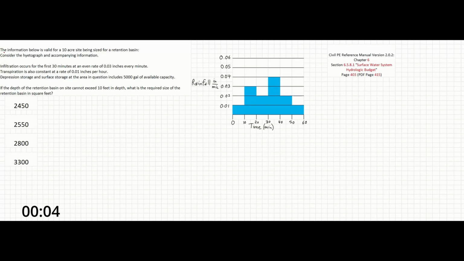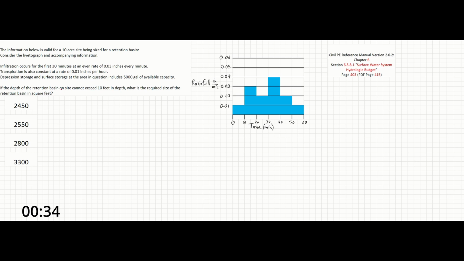The information below is valid for a 10-acre site being sized for a retention basin. Consider the hyetograph and accompanying information. Infiltration occurs for the first 30 minutes at an even rate of 0.03 inches every minute. Transpiration is also constant at a rate of 0.01 inches per hour. Depression storage and surface storage at the area in question includes 5,000 gallons of available capacity.